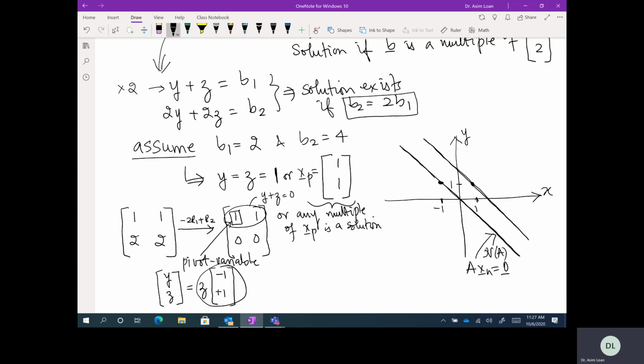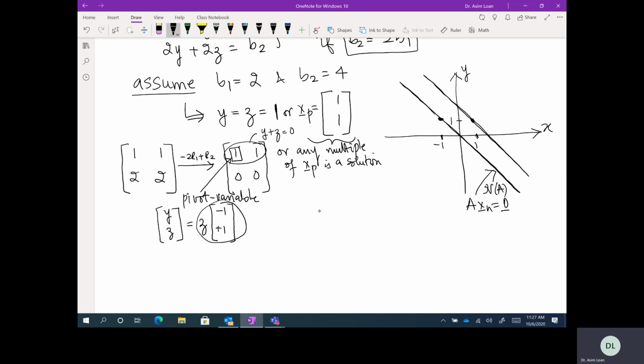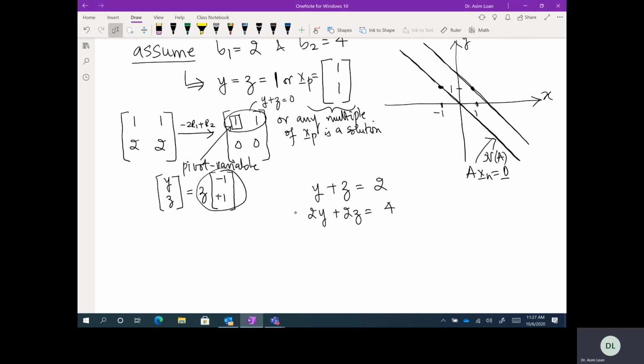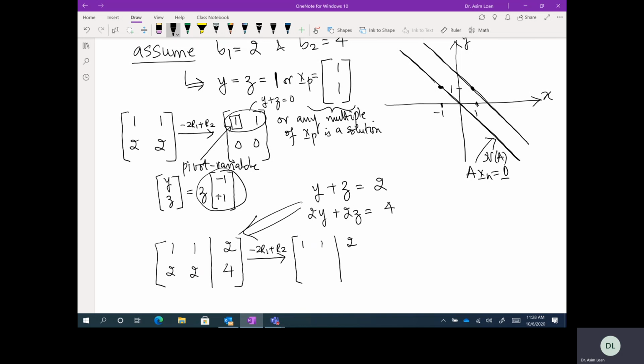If I combine these two, I have y plus z equals 2, and I have 2y plus 2z equals 4. So I can write this equation over here: 1, 1, 2, 2, 2, 4. If I do minus 2 row 1 plus row 2, I'll get 1, 1, 2, and I'll get 0, 0, 0. Okay, so same thing. This is the pivot variable, this is the free variable.